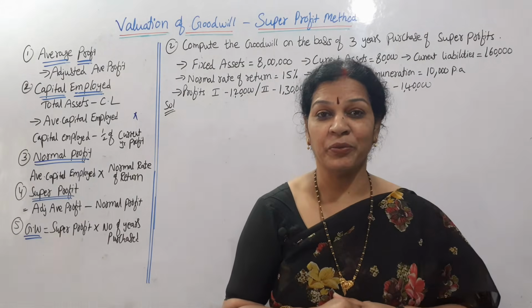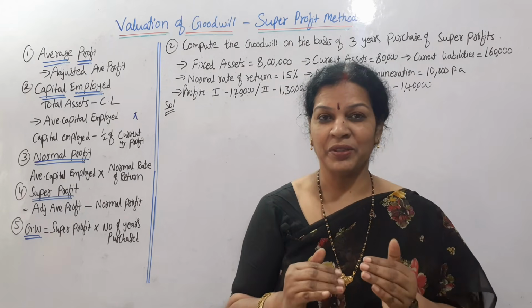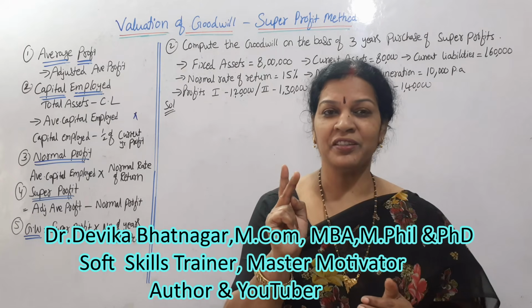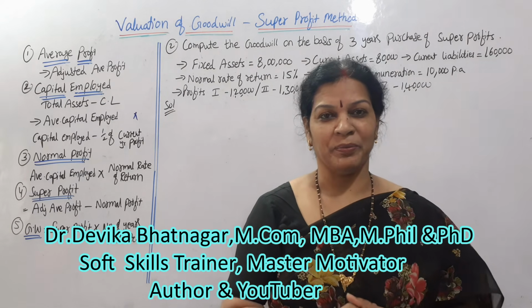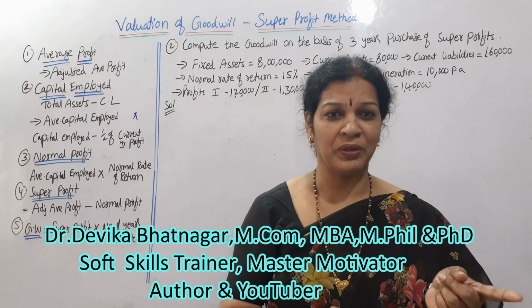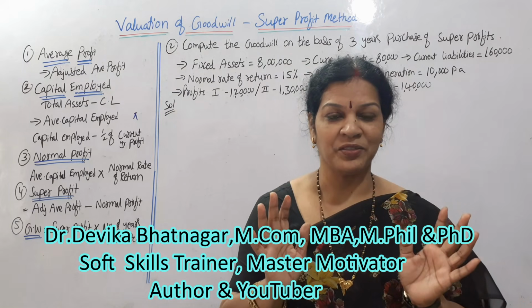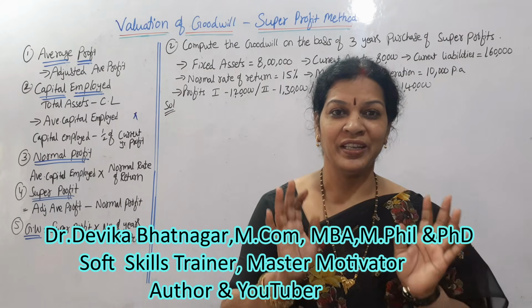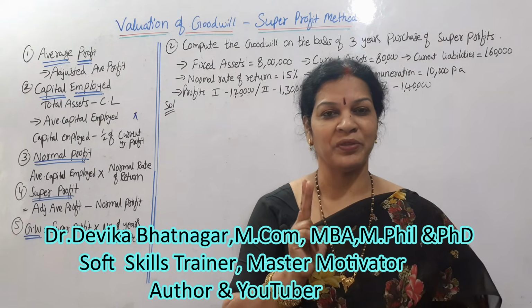So, calculation of goodwill. In this chapter we are into the second method, that is the super profit method. Previous problems also we have seen. Today is the last class of calculation of goodwill in the super profit method. Two problems we are doing.